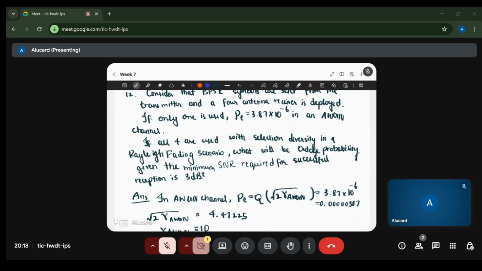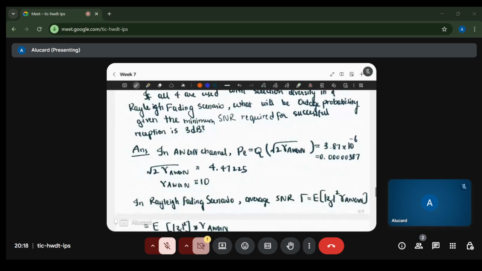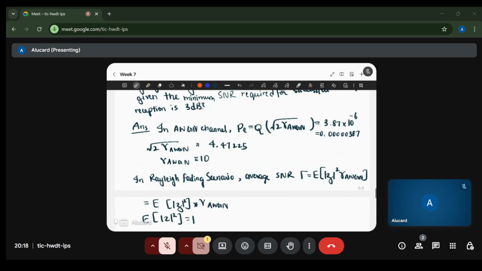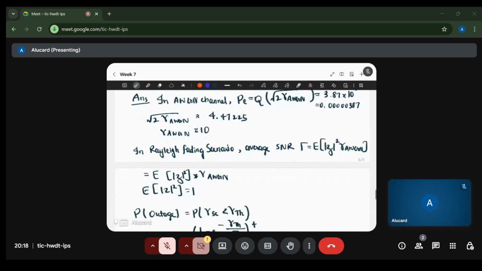The probability of error is Q function of square root of 2 times the SNR. So that the SNR turns out to be 10 if you plug in the values. Then we know that for Rayleigh fading, average SNR, capital Gamma, is expected value of mod z square times gamma AWGN, and as usual we take expected value of mod z square to be 1. So in this case capital Gamma is 10.